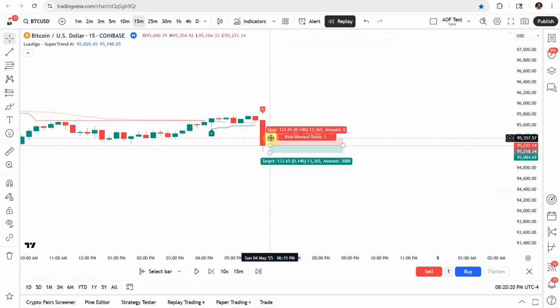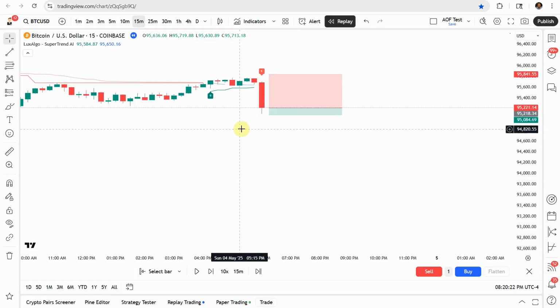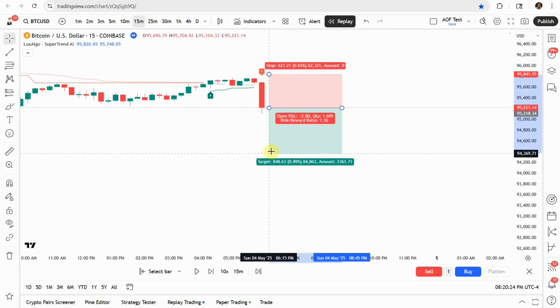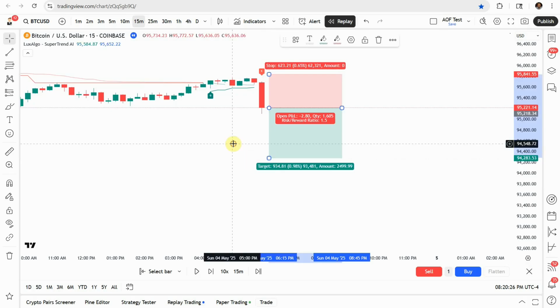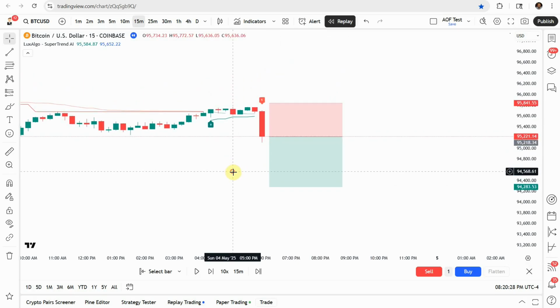We'll put our trade there, put our stop just right above that pivot there, and target the same 1 to 1.5 risk reward, just like so. Let's go ahead and play this forward and see how it plays out.